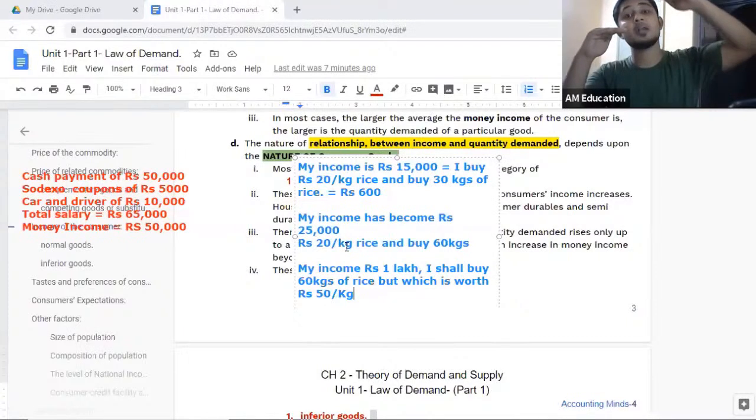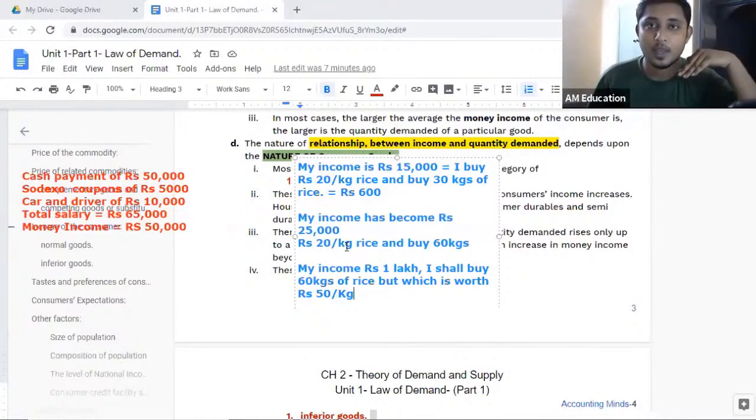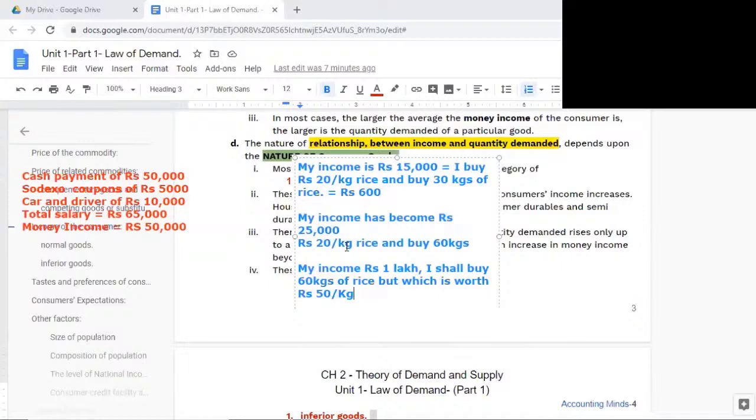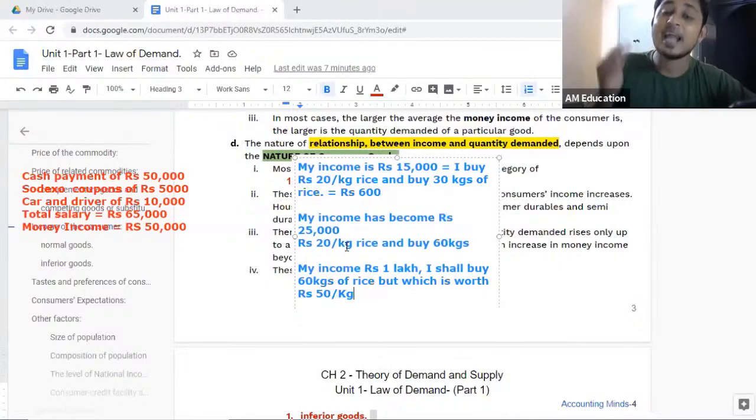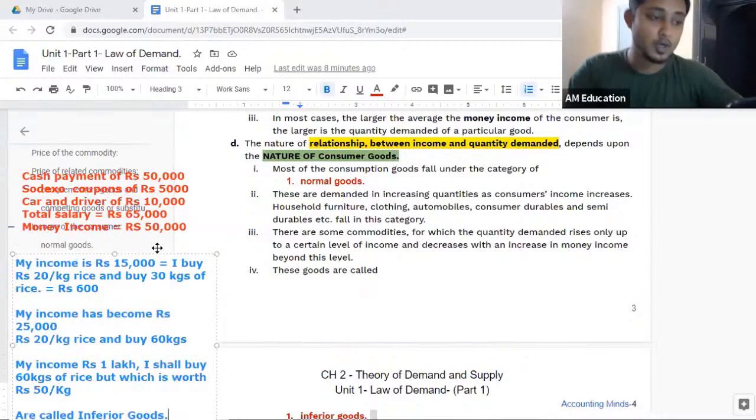But even beyond that rise in income, if any good's demand is falling, this good is called an inferior good. Okay, if the demand for any product is rising along with the rise in income, and beyond a certain rise in income the demand for that good falls, all those goods which have this type of characteristic are called inferior goods. Lovely. Inferior goods. Got it? Yes, sir. Now let's read this and understand.